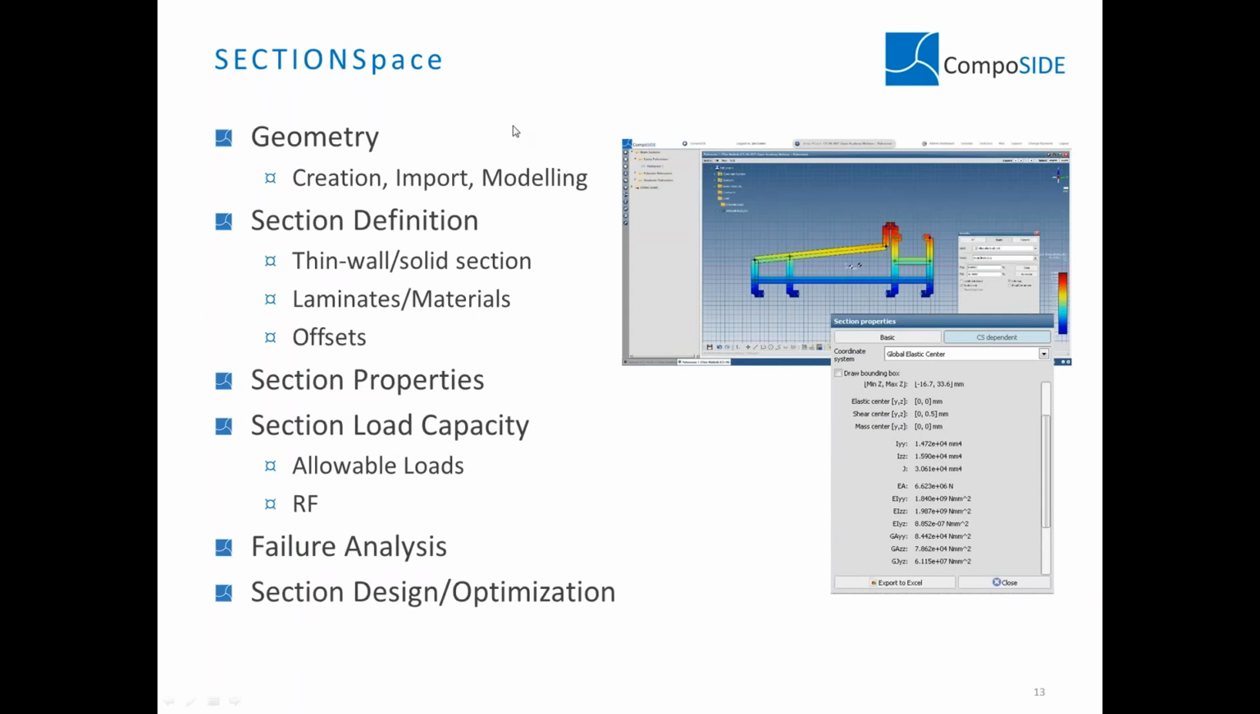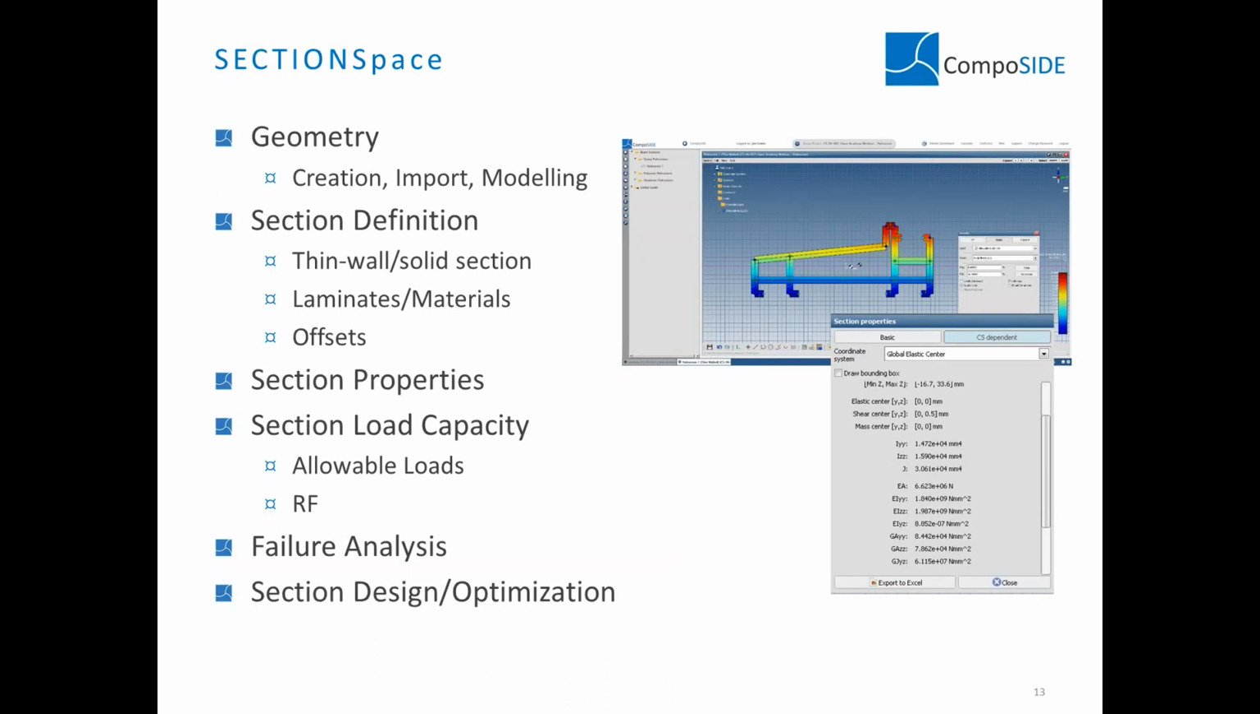Section space is quite an interesting tool. It's a 2D modeling and BIM modeling tool that we use primarily for the conceptual design phase, and it is very well suited for all the applications to pultrusion parts. It allows you to create two-dimensional geometries by either creating them, importing them, or modeling them, and you can decide between thin-walled and solid sections.